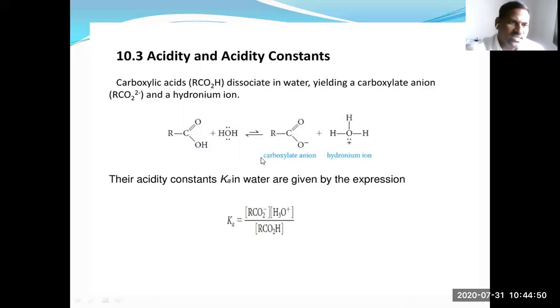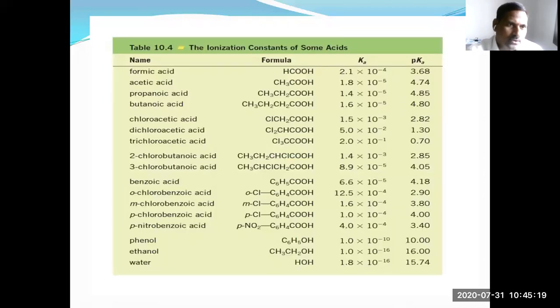So this is evidence that carboxylic acids are acids in nature. Why are carboxylic acids acids? Carboxylic acids lose the proton and are converted into the more stable carboxylate anion.